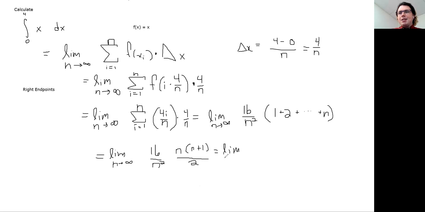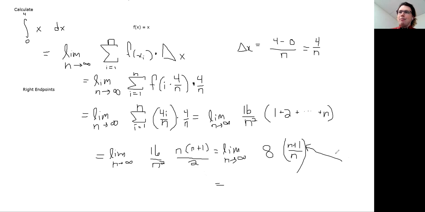Then I can cancel a little bit. I can cancel an n from the denominator and an n from the numerator. I can cancel a factor of 2 off of that 16 and the 2 from the denominator. This looks to be 8 times n plus 1, all divided by n. Now in the limit, as n goes to infinity, this fraction right here is going to go to 1.